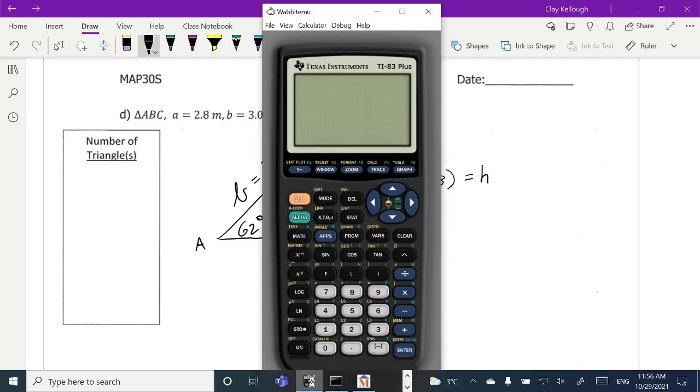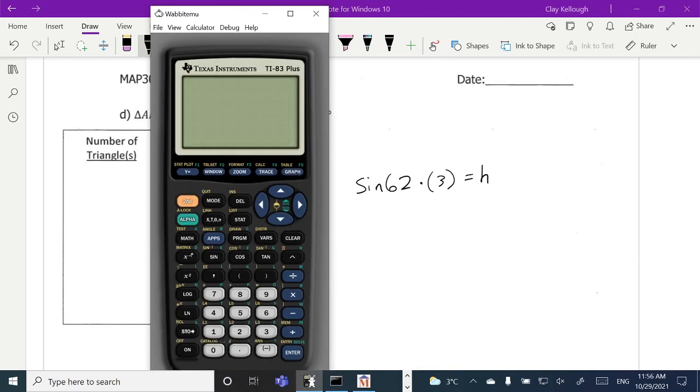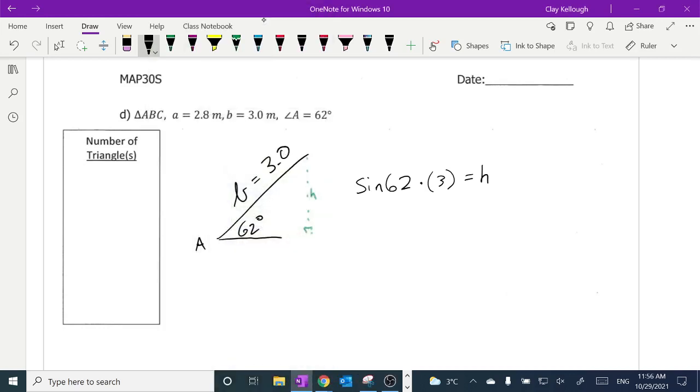What happens? Come here, calculator. Okay, some people can punch buttons faster than me. I'm having a hard time turning the calculator on. There we go. Sine 62, close brackets, times 3. 2.64. So what does that tell me? 2.64 tells me that if this line here was exactly 2.64 and all those decimals, it would just make it to make a right triangle. But the line I'm given's longer than that.